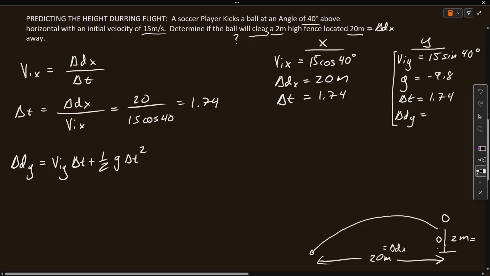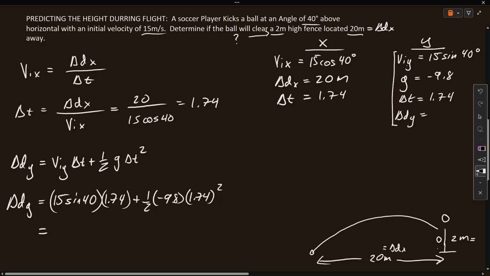That's a nice one. And so I know that my delta dy is going to be 15 sine 40 times 1.74 plus 1/2 times a negative 9.8 times 1.74 squared. And I solved all these beforehand. This is going to be 1.94 meters. Okay.